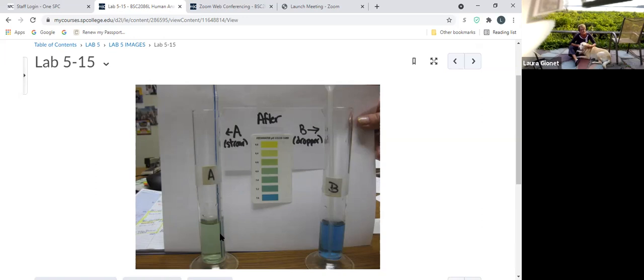A changes to a green color. That's because you added the carbon dioxide there and it became acidotic. The B, you just added air to, so the pH never changed. And that comes down to the carbonic acid cycle.